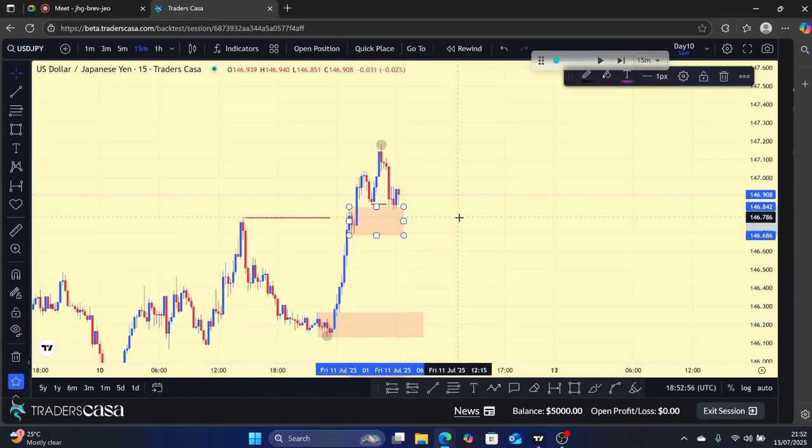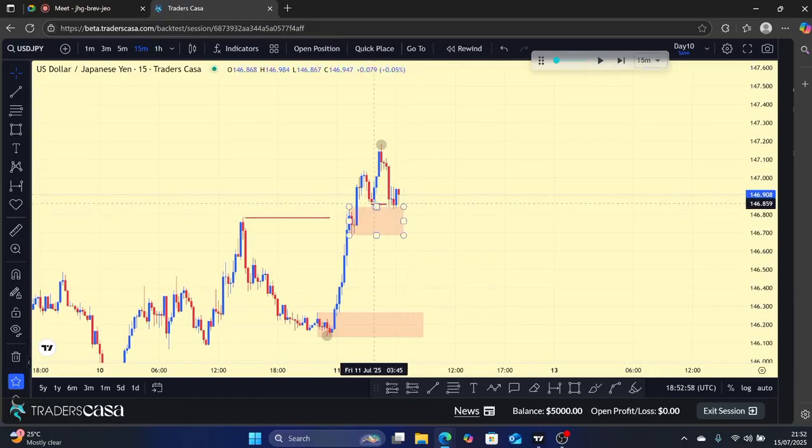So price has already mitigated the decisional POI, and that is right after it failed the inducement. So right after it failed the inducement, it mitigated the decisional order flow. In this case, now it's an order flow because that's what the trading range gave. So in this here, you can clearly see that's the order flow.